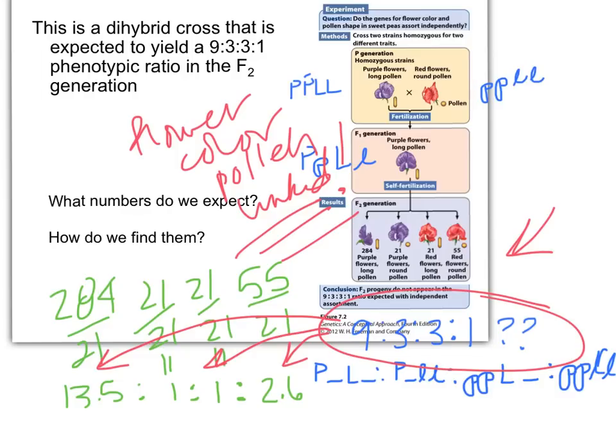If the numbers are pretty close, what about 10 to 4 to 2 to 1? Is that close enough to 9 to 3 to 3 to 1? We don't know. We're not able to make that judgment call. Okay, we're not expected to either. What we do is we're going to use statistics in order to let the numbers tell us, is it close enough to 9 to 3 to 3 to 1 to be independent assortment, or is it far enough away to be linkage? So that's what we're going to talk about next.